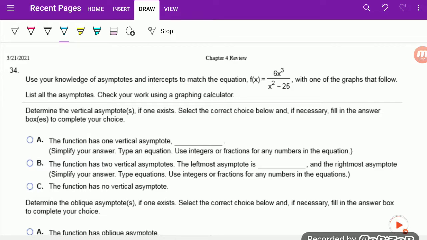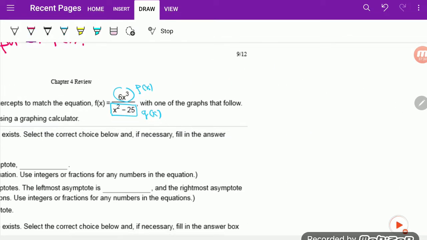So, the same thing. Let's look at this problem and see what's happening. Do we have a vertical asymptote? Again, we're going to take the denominator and equate it to 0. This is p of x, and this is q of x. Yes, we do have vertical asymptotes because we take q of x and equate it to 0.